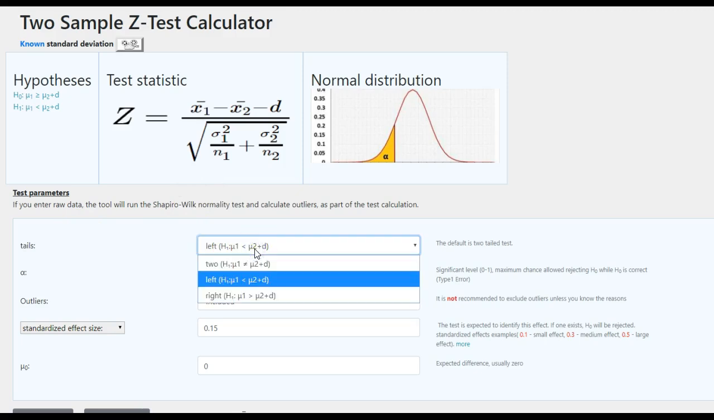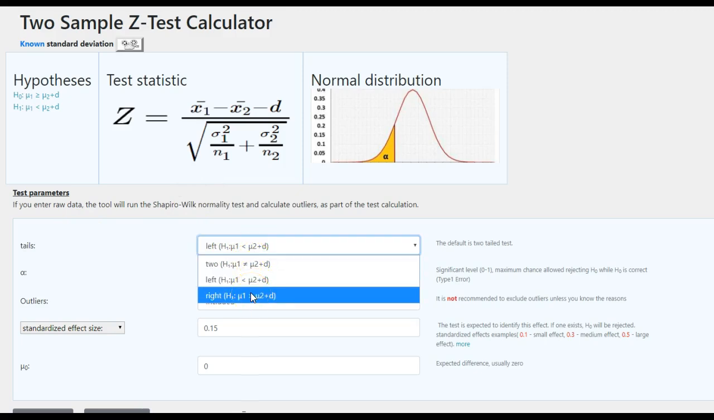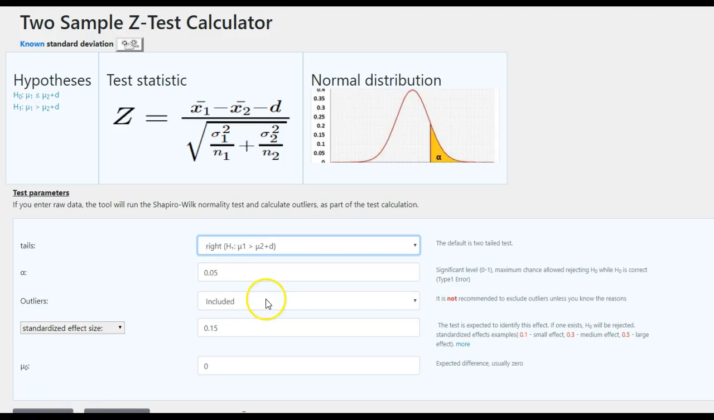Testing parameters. First of all, I'm not running a left-tailed test or a two-tailed test. I'm running a right-tailed test. I also want to make sure that my alpha is set to the appropriate level, which is 5%, 0.05. I'm not worried about outliers. I don't want to exclude them. I'm just going to include them. And I'm not even worried about the effect size right now. We're going to assume the population difference is 0. So the difference between the population mu of the first wax and the population mu of the second wax, we're going to assume there is no difference.